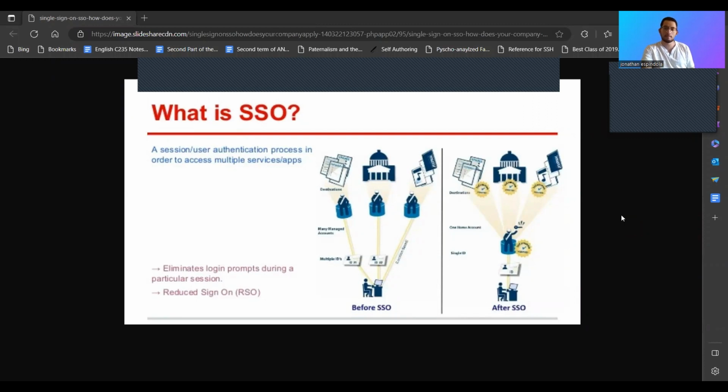Today in Chapter 8, we'll be talking about single sign-on and shared authentication. These could get confused with both of them. They kind of do the same thing, but with shared authentication, well, let me explain single sign-on first. Single sign-on allows you to use only one set of authentication credentials to log into multiple services.